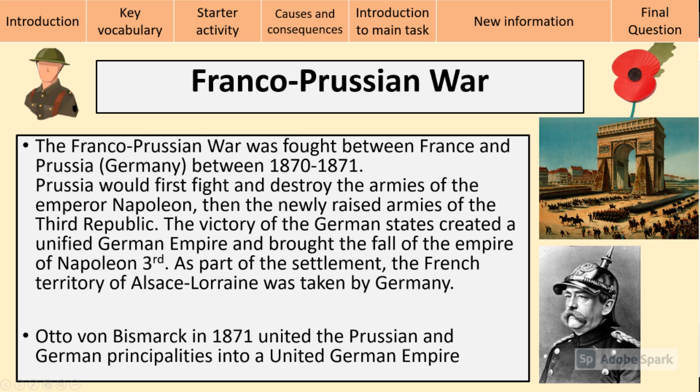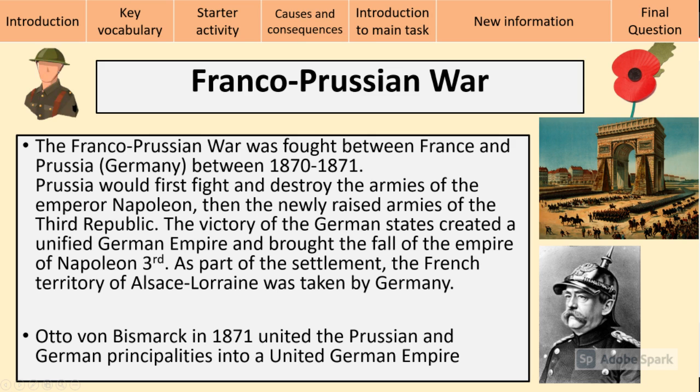The Franco-Prussian War. So the Franco-Prussian War was fought between France and Prussia. Prussia is the northern part of where Germany's territories used to be, between 1870 and 1871. Prussia would first fight and destroy the armies of the Emperor Napoleon, then the newly raised armies of the Third Republic. The victory of the German states created a unified German empire and brought the fall of the empire of Napoleon III of France. As part of the settlement, the French territory of Alsace-Lorraine was taken by Germany.